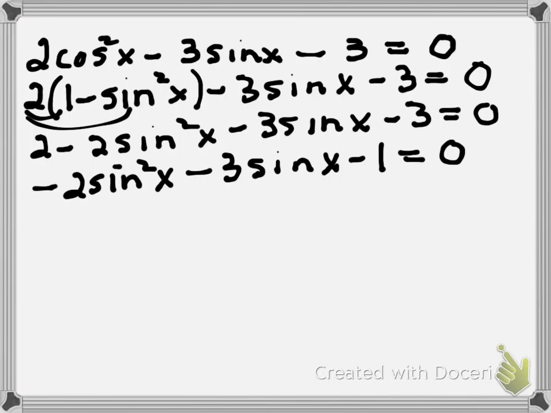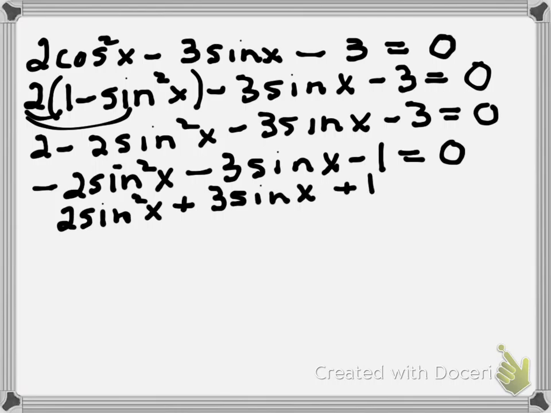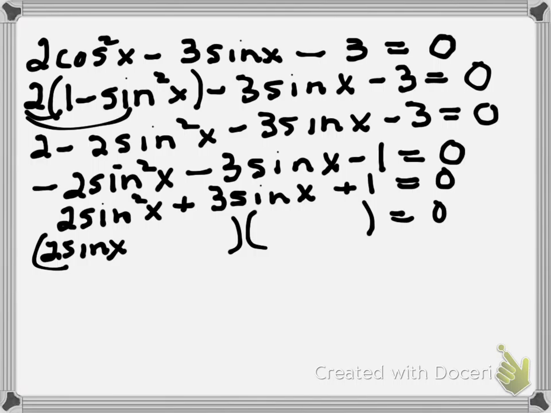Now, before you factor, I want the coefficient of the quadratic term positive. So I'm going to multiply everything through by negative 1. So this is positive 2 sine squared plus 3 sine x plus 1 equals 0. And now I can factor. 2 sine x and sine x, and positive 1 and positive 1. I need to make them both positive so that the inside term is plus sine x, the outside term is plus 2 sine x, and I get a middle term of plus 3 sine x.